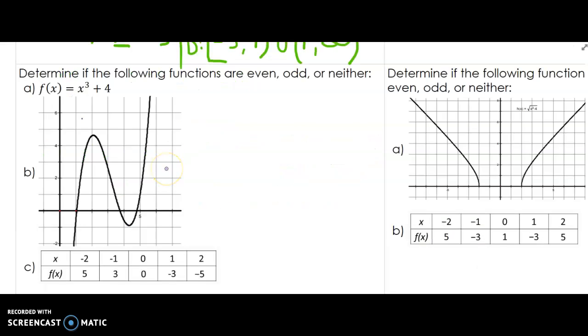All right, team, last type of problems. Determine if the following functions are even, odd, or neither. So we're looking at example A. This function was given to us in the form of an algebraic function. F of x equals x cubed plus 4.